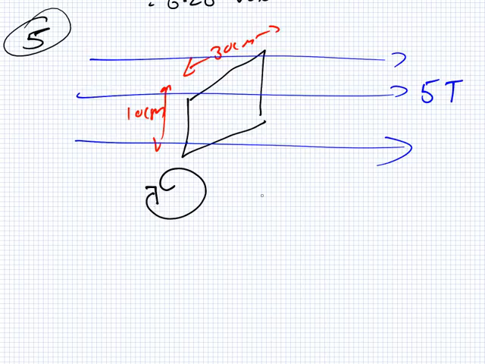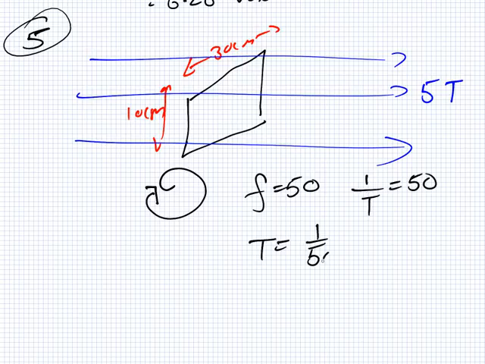And it rotates with a frequency of 50 hertz. So that means 1 over the time equals 50. So the time for one rotation is 1/50th of a second, or 0.02 seconds, to do a full 360. What was my first question? First question is what is the flux linkage?